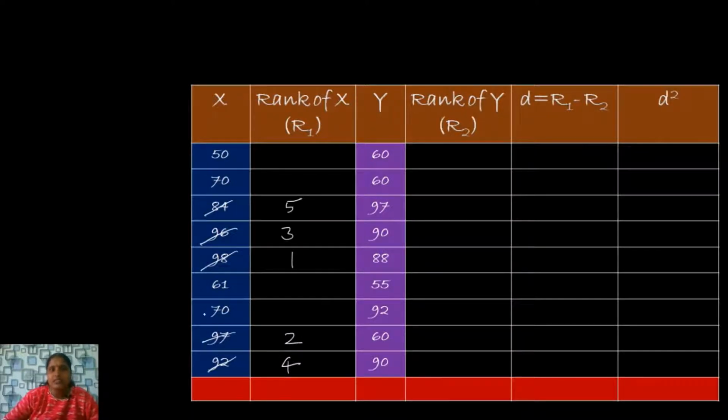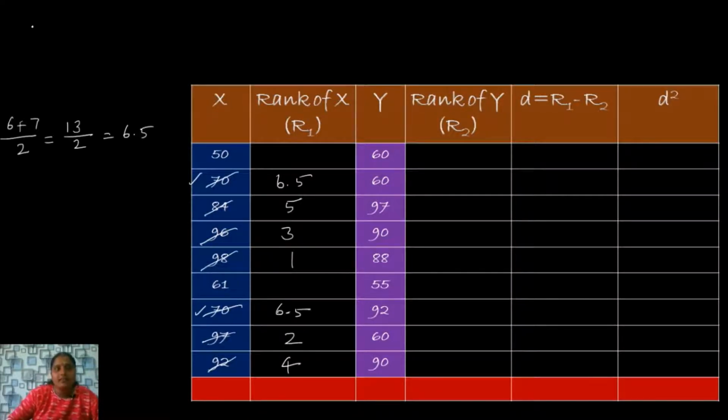And the next highest value is 70. Look here, the value 70 is repeated 2 times. So there is a tie between the ranks. Already we have assigned up to the 5th rank, so there is a tie between ranks 6 and 7. So add 6 and 7 and divide by 2. To break the tie, we have to take the average of the ranks. So 6 plus 7 is 13, by 2, that is 6.5. So I am going to assign the rank 6.5 to 70 in both cases here.